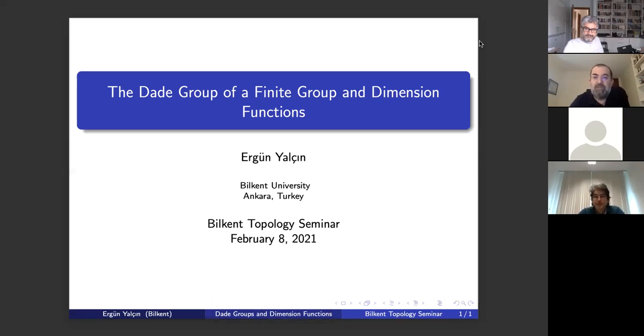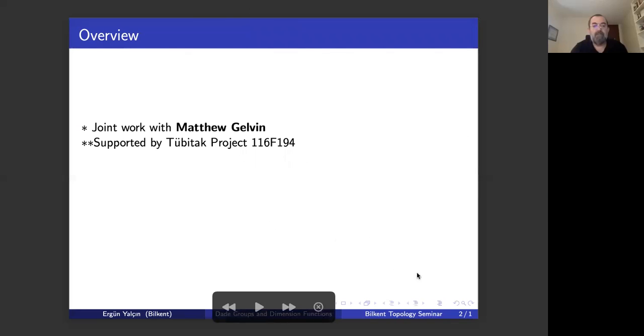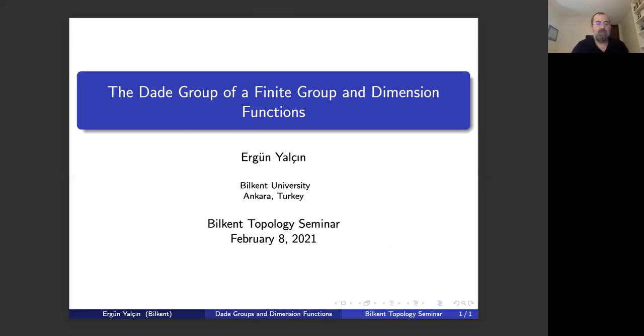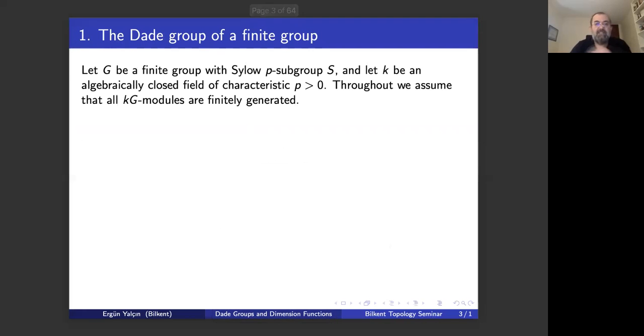So there are two elements to this talk: a lot of modular representation theory. But at the same time, we will be talking about Morse spaces at some point. I think I will start with definitions. Let me mention again that this is joint with Matthew, and this is supported by some project. So let me start. There are three sections, actually. The first part will be about defining this Dade group.